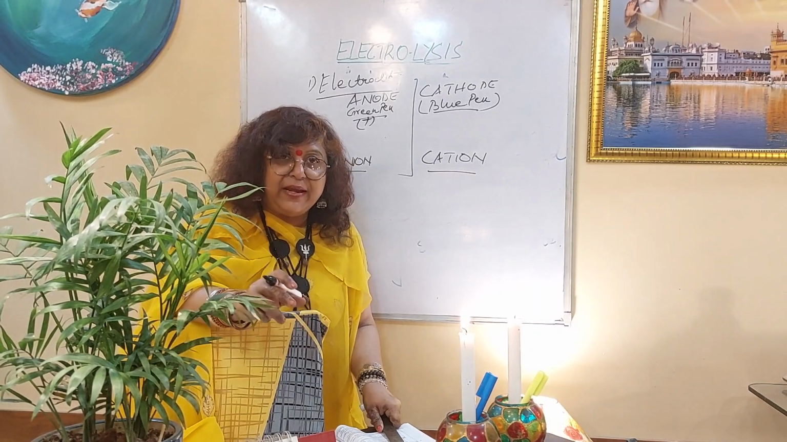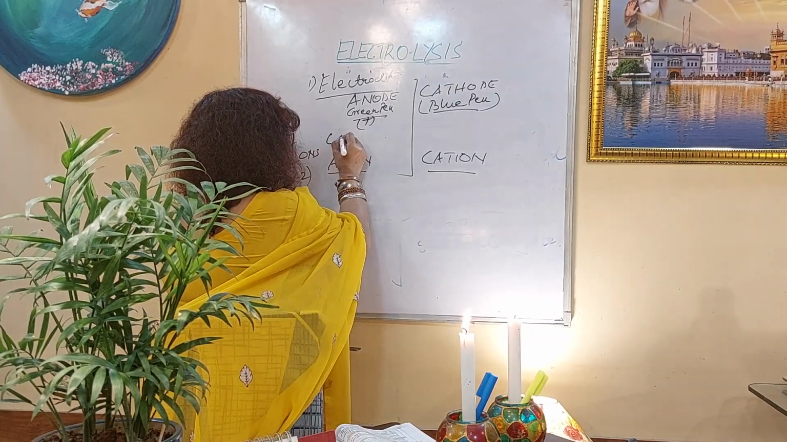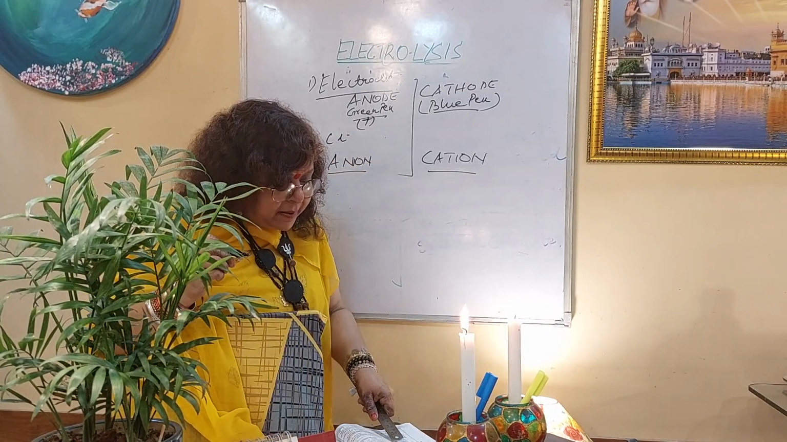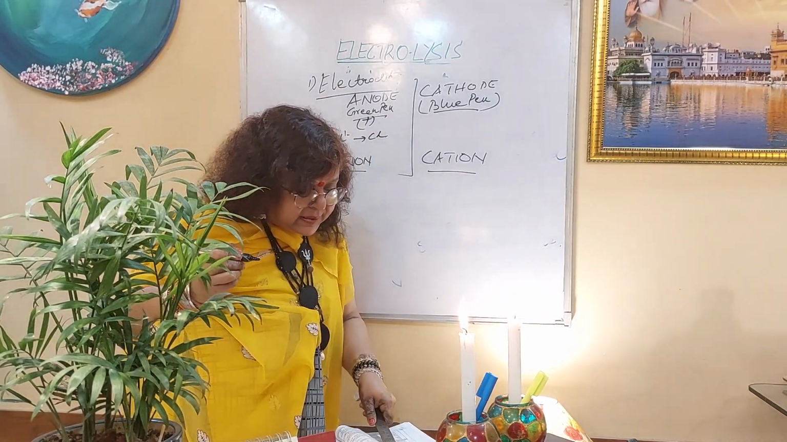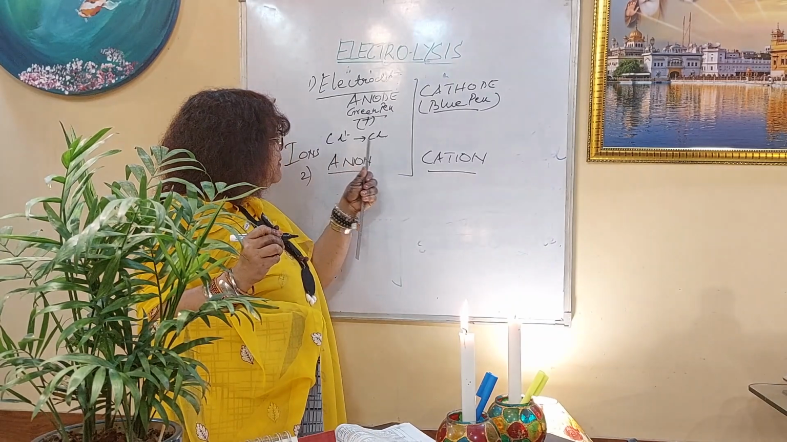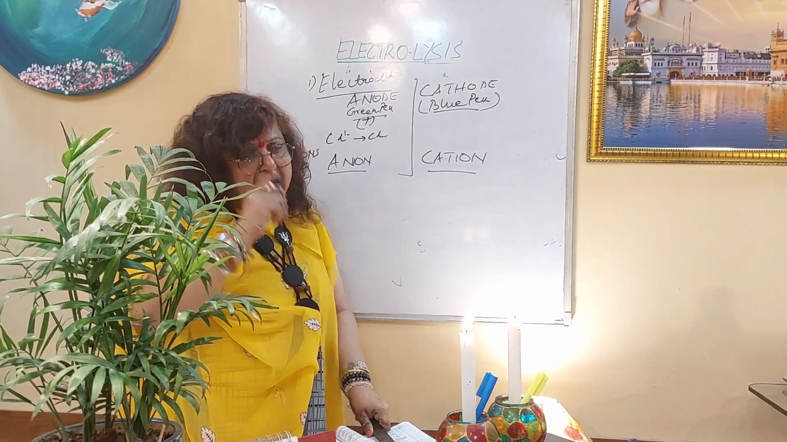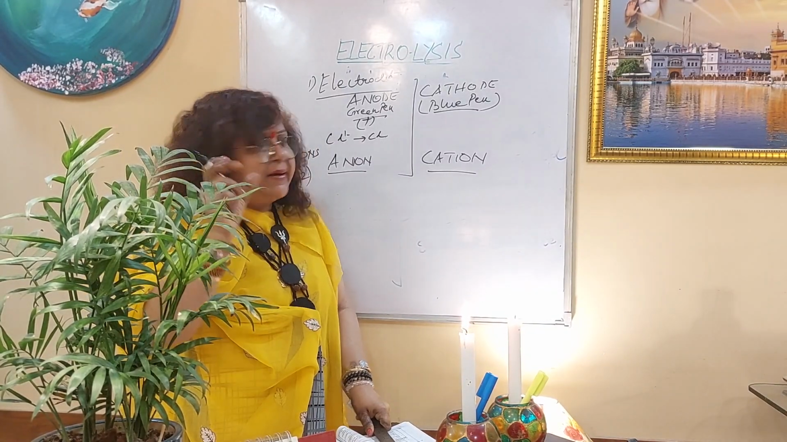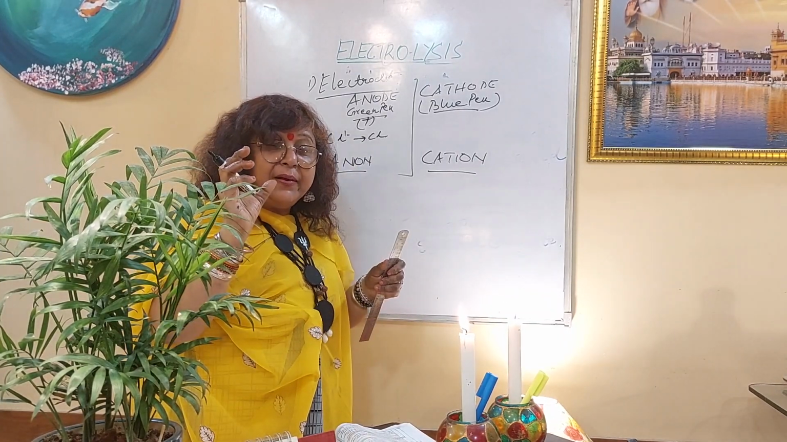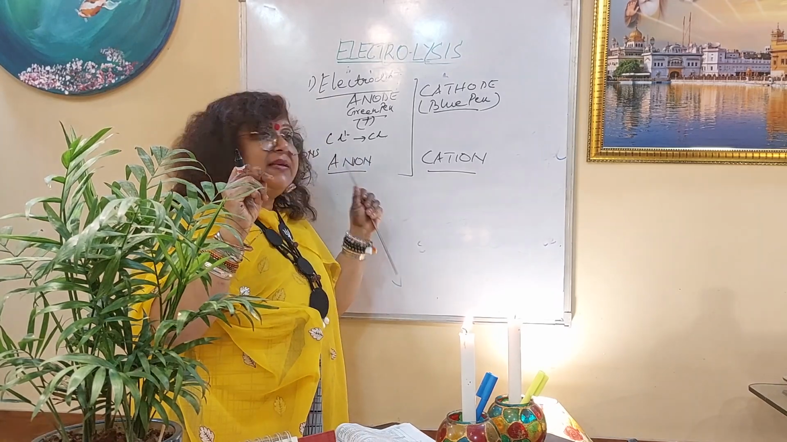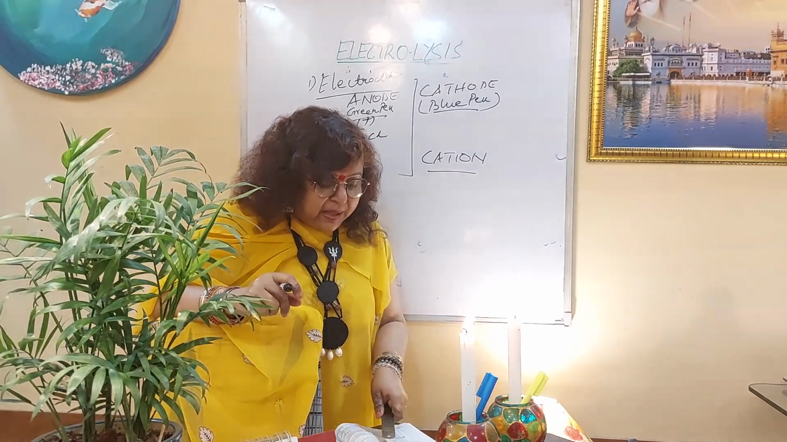For example, chlorine. Chlorine is an ion. It will lose its electron: Cl minus to Cl. That is, the anion will become a neutral atom. This will take place at the anode. Always remember this, because we take the example of sodium and chlorine. Here I am taking the example of chlorine, which is given in your book.